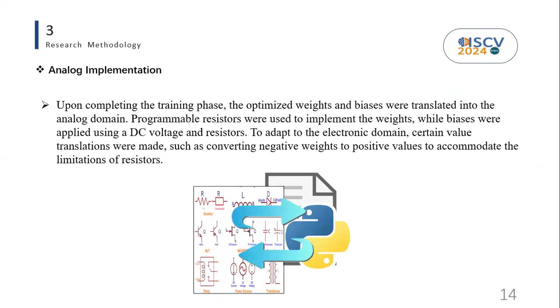Upon completing the training phase, the optimized weights and biases were translated into the analog domain. Programmable resistors were used to implement the weights, while biases were applied using DC voltage and resistors. To adapt to the electronic domain, certain value translations were made, such as converting negative weights to positive values to accommodate the limitations of resistors.